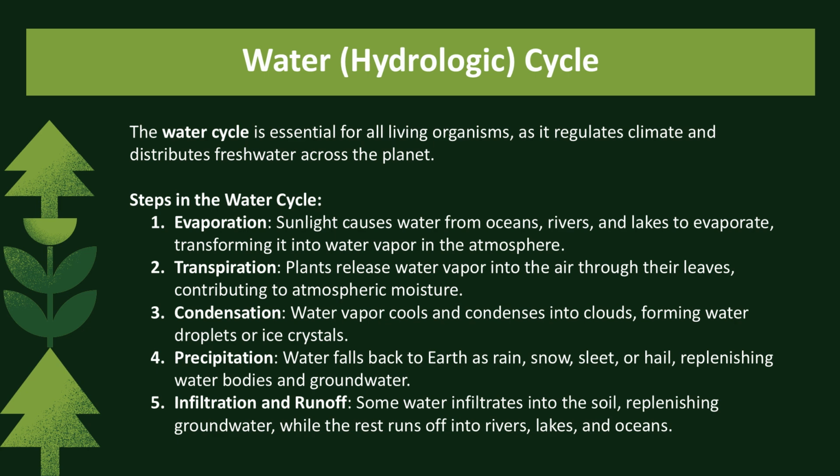The water, or hydrologic, cycle is fundamental to life on Earth. This continuous cycle begins with evaporation of water from oceans and other water bodies, driven by solar energy. Plants contribute through transpiration, releasing water vapor into the air. As water vapor rises and cools, it condenses to form clouds. Eventually, precipitation returns water to Earth, where it either infiltrates the ground or runs off into water bodies. This cycle is crucial for distributing fresh water across the planet and regulating global climate patterns.